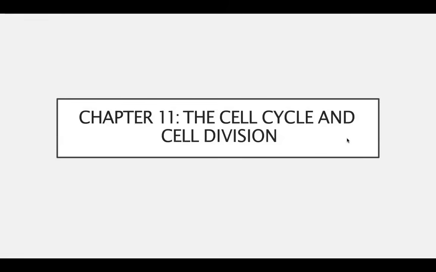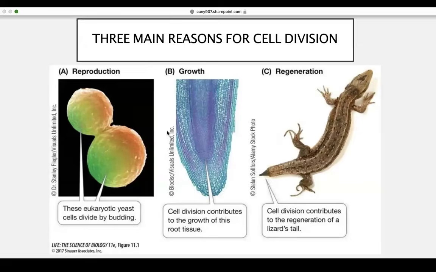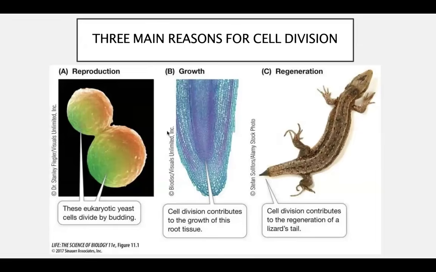This was fairly simple. So now we're getting into the genetics portion of the class. First, we're going to talk about mitosis and meiosis, so the cell cycle and cell division. So why does cell division occur? Three main reasons are reproduction, growth, and regeneration.